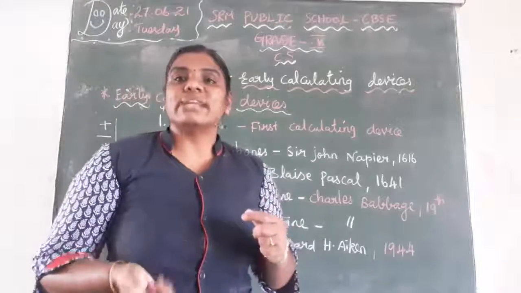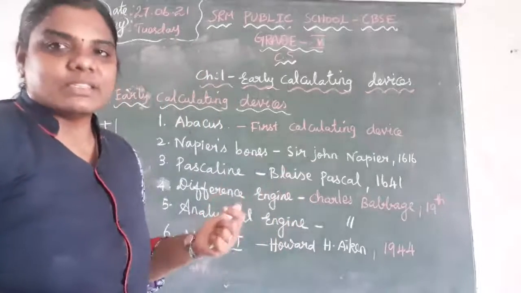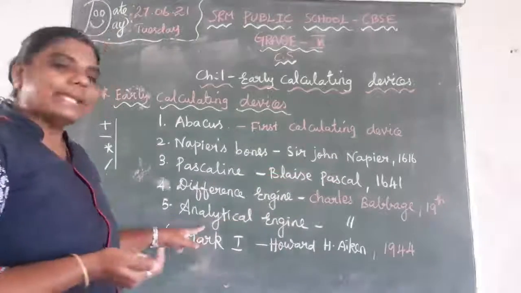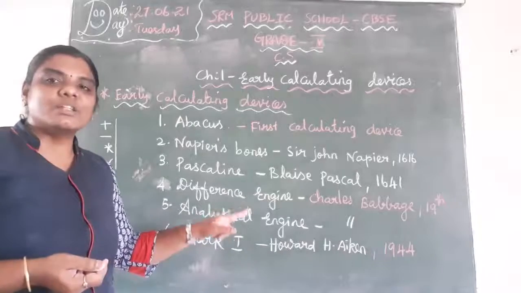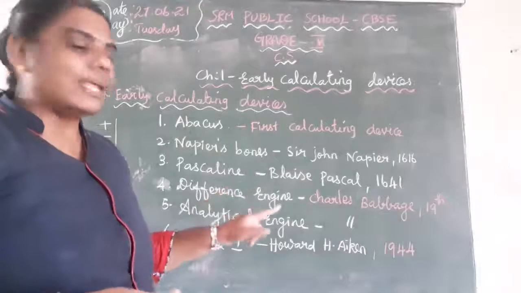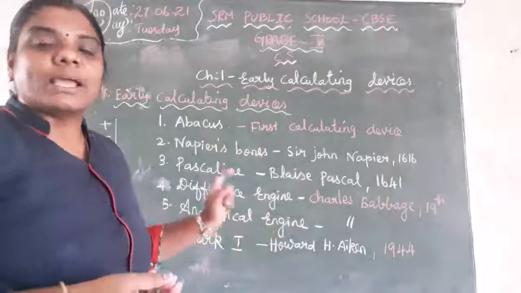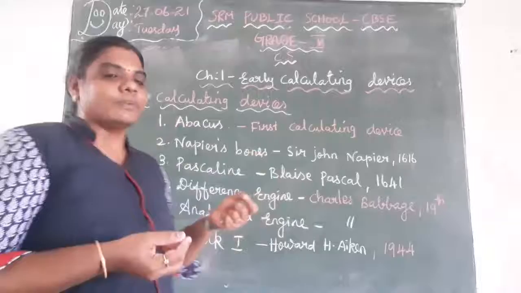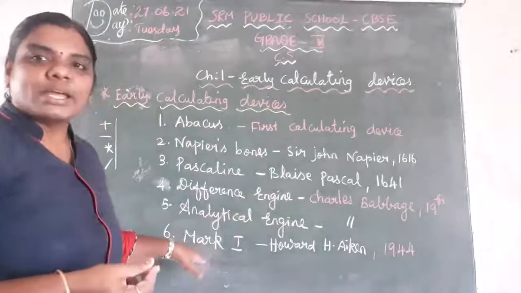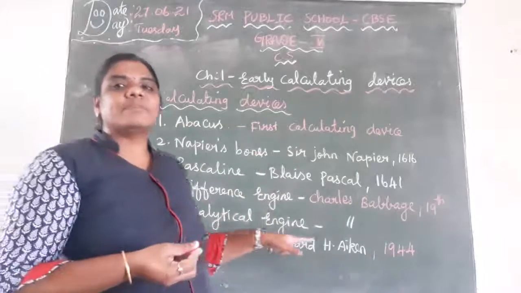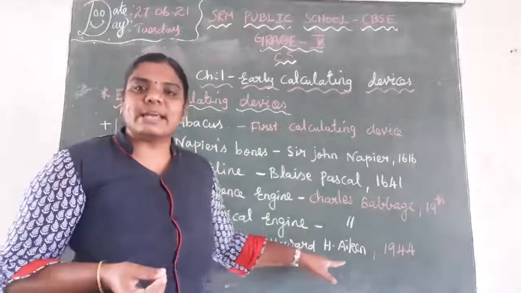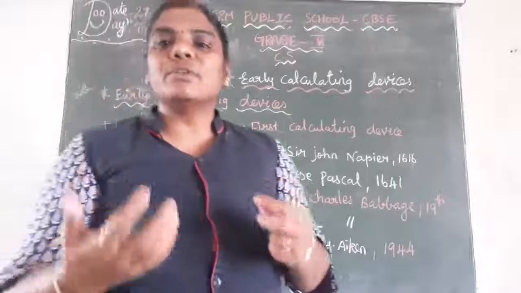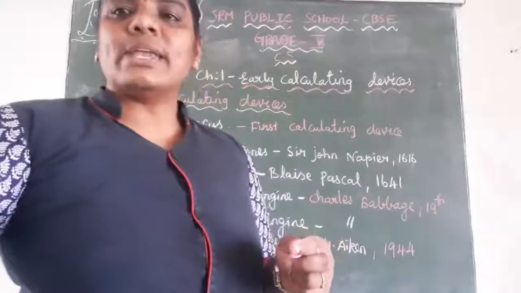Charles Babbage invented the difference engine in the 19th century. Okay, analytical engine. Charles Babbage also invented the device named analytical engine for the mechanical purpose. The analytical engine device was used. Okay, next one, Mark I. Who invented the Mark I device? Howard H. Aiken in the year of 1944. Okay, it was so big in size. Okay, dear.